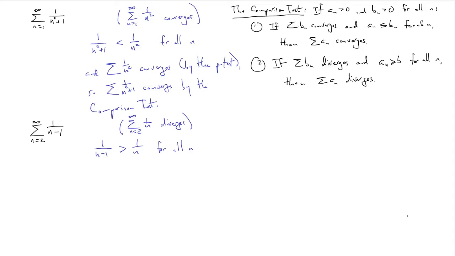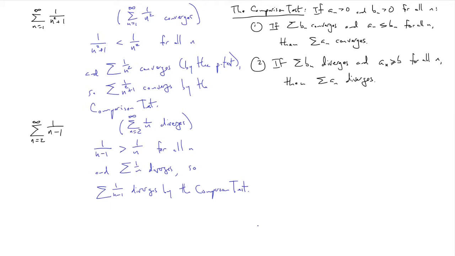And that's the second part of the comparison test. If we have a known divergent series, if sum b sub n diverges, and we have another series, sum a sub n, where the terms of the series a sub n are all greater than or equal to the terms of the known divergent series, then the series sum a sub n must also diverge. And so to finish our argument over here, we have the terms of the series 1 over n minus 1 are greater than the terms of the series 1 over n for all n, and we know that the series sum 1 over n diverges.